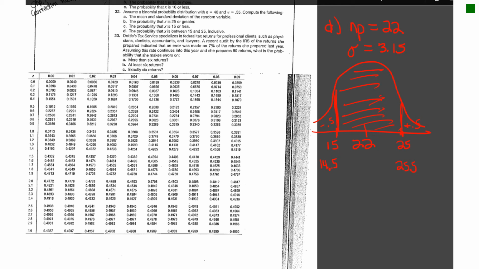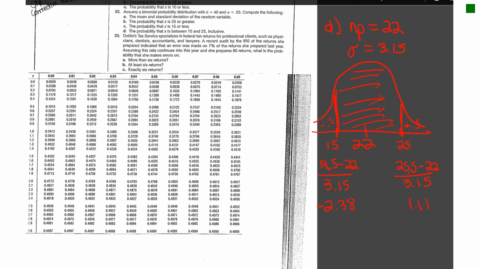So you have to convert both of them into z-scores. So 14.5 minus 22, divide that by 3.15, and take 25.5 minus 22 and divide that by 3.15. Now, if you took the 14.5, you're going to get about a negative 2.38. For the 25.5, you're going to get 1.11 as your z-scores.